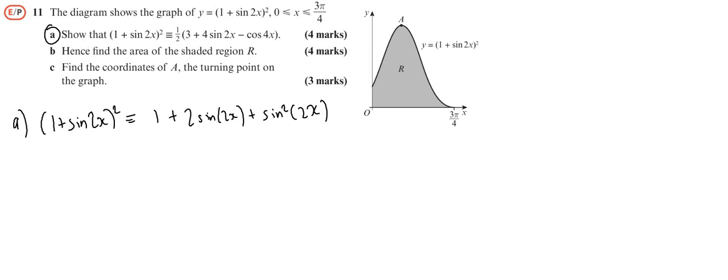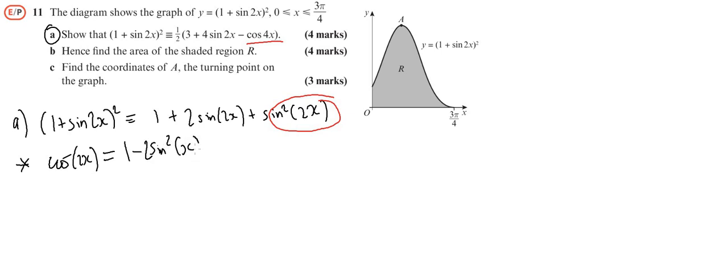Now we can think about this, because we've got a double angle and a square, and we want to end up with cos 4x up here. Basically you can see in the middle we've got a sine 2x and a sine 2x, so that's okay. Now, what can we do with that? Well, we can use the fact that the identity cos of 2x is equal to 1 minus 2 sine squared of x. Okay. Now we'll use this to replace this part.